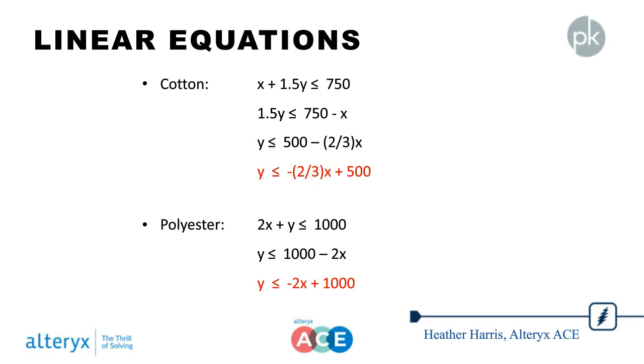2x plus y is less than or equal to 1,000 square feet of polyester. To get our y all by itself, it's a little bit simpler in this one. We just have to subtract 2x from both sides. So now we have both of our constraint equations in the form of y.